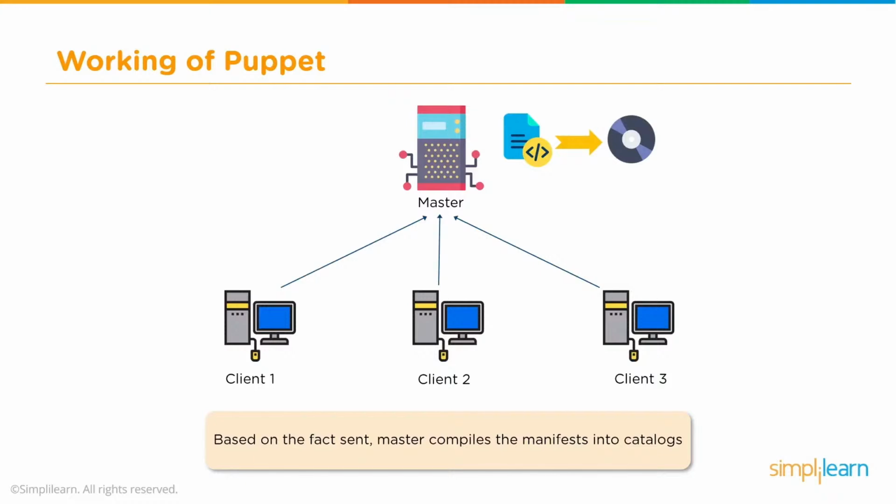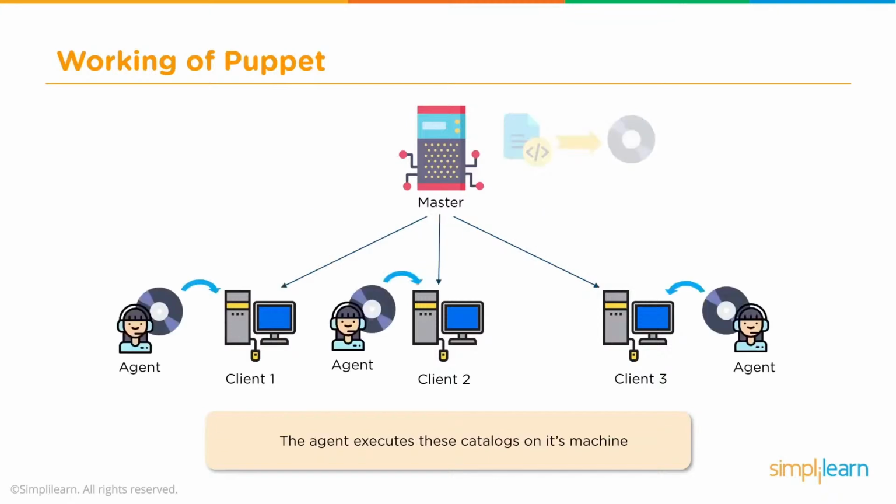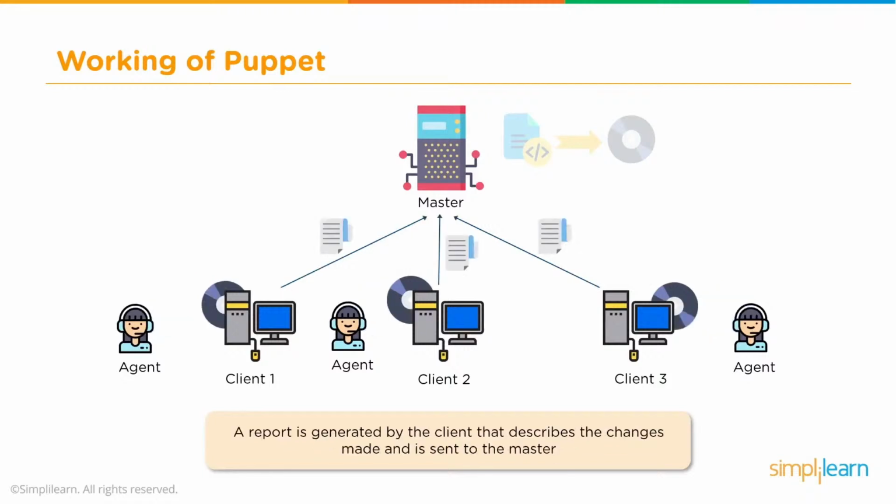So if the manifest has some additional functionality, they are compiled into catalogs and then these catalogs are sent over to the client. Now remember those agent services which existed in your clients? Here's where they come in. The agents take the catalog and execute them on the client. Once executed, these catalogs make the required changes on the client and a report is generated. This report is then sent back to the master. So the master keeps record of all the changes that are made in the system, and this comes in very handy when one of the systems fails and it's required to be rolled back to its previous working state.